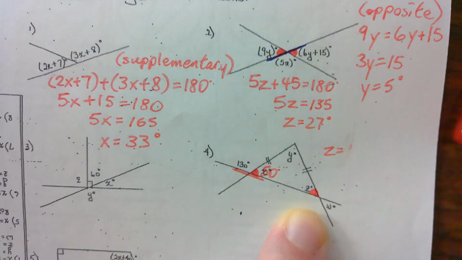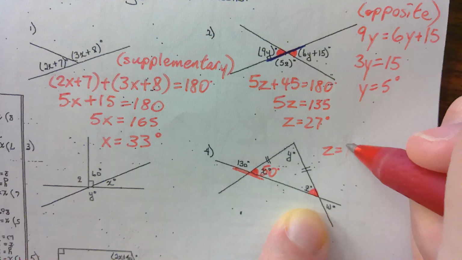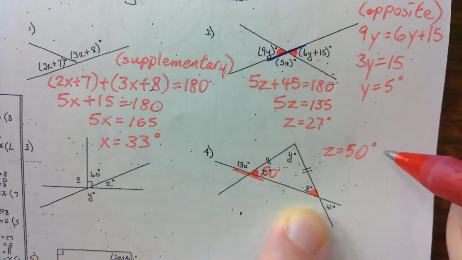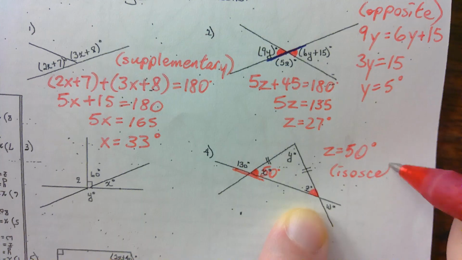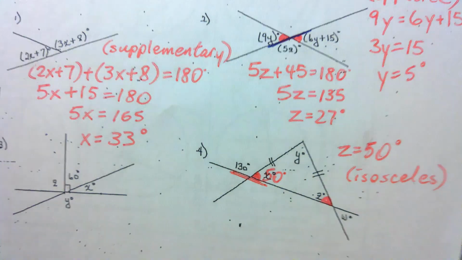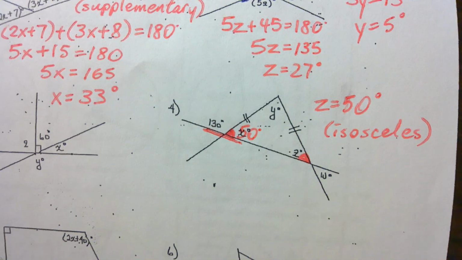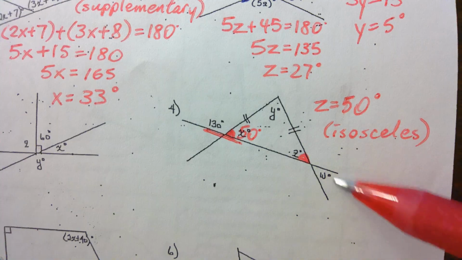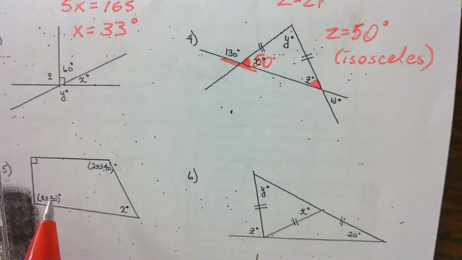Why? Isosceles, right. Because isosceles. Okay, there are questions where I just ask for the answer, and there are questions where I would ask for the justification as well. Right, and then w is the same because it's opposite. All right. What about 5? What's the connection here?